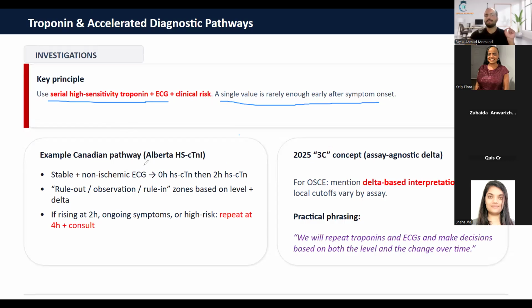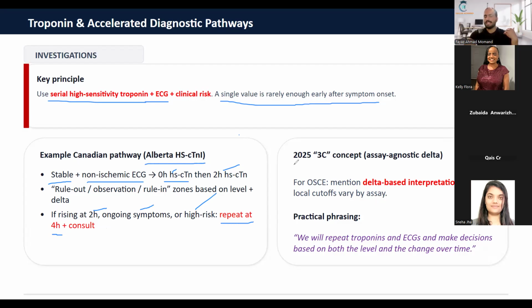For example, the Alberta high sensitivity troponin rule is that if the patient is stable and they have a non-ischemic ECG, do high sensitivity troponin at 0 hour, then at 2 hours. If both are negative, it is unlikely to be ischemic pain. The patient may be discharged safely, or you can still follow them up further. If the troponins are rising at 2 hours, there are ongoing symptoms, or the patient is high risk, repeat the troponin levels at 4 hours and consult cardiology.